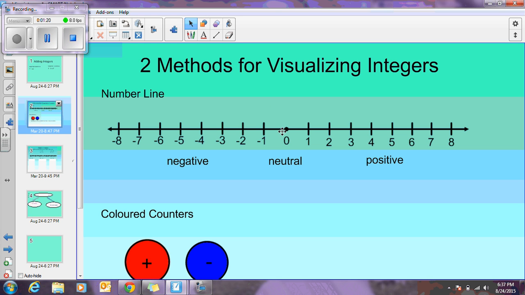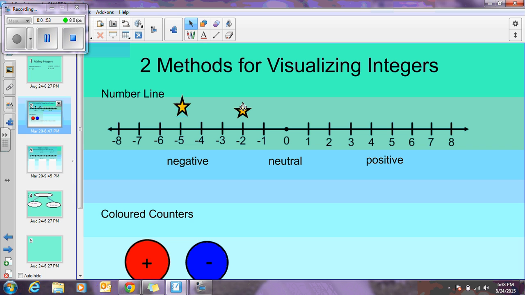So on a number line, we know that to the right, all of the numbers get bigger. 1, 2, 3, 4, 5, 6, 7, 8, and so on. They continue forever. And then to the left, they actually get smaller. That's how we want to think about it. So let's talk about -5 and -2. The smallest number is -5. The bigger number out of those two is -2.